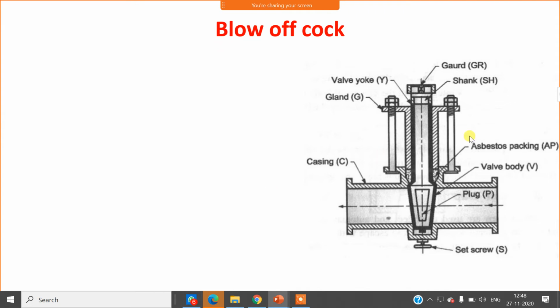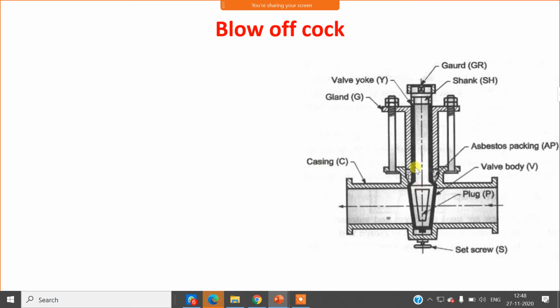Blow off cock is a type of tap. It is just like a tap which we use at our home. We use a tap for draining the water from a tank or a pipeline. Similarly, blow off cock is used for draining the water from the boiler in case we need to stop the working of the boiler. In that case, we need to empty the boiler. We will open the blow off cock and the water in the boiler will be removed. This is the first case.